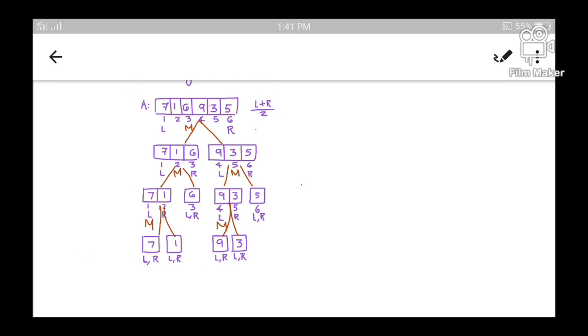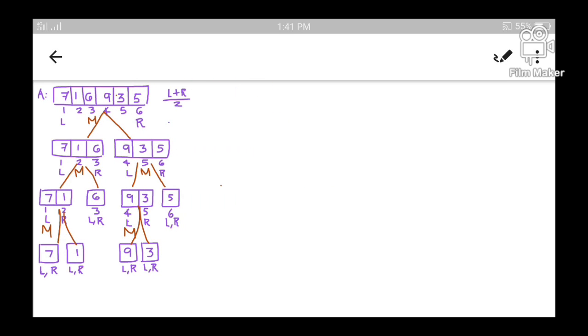In this way, in each iteration, we must split the array into 2 equal halves depending on the value of M computed using the equation L plus R by 2. Continue dividing the array and splitting the arrays into left and right arrays until every array in the level has only one element in it.